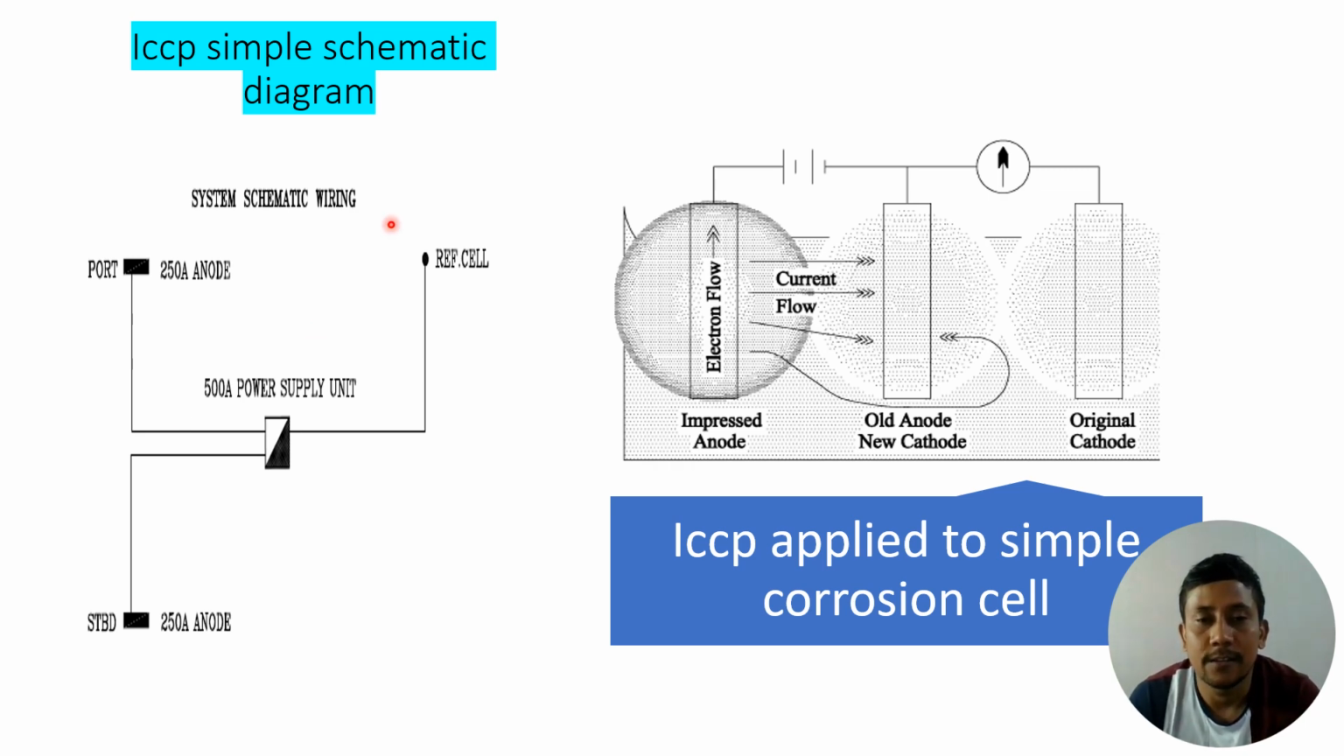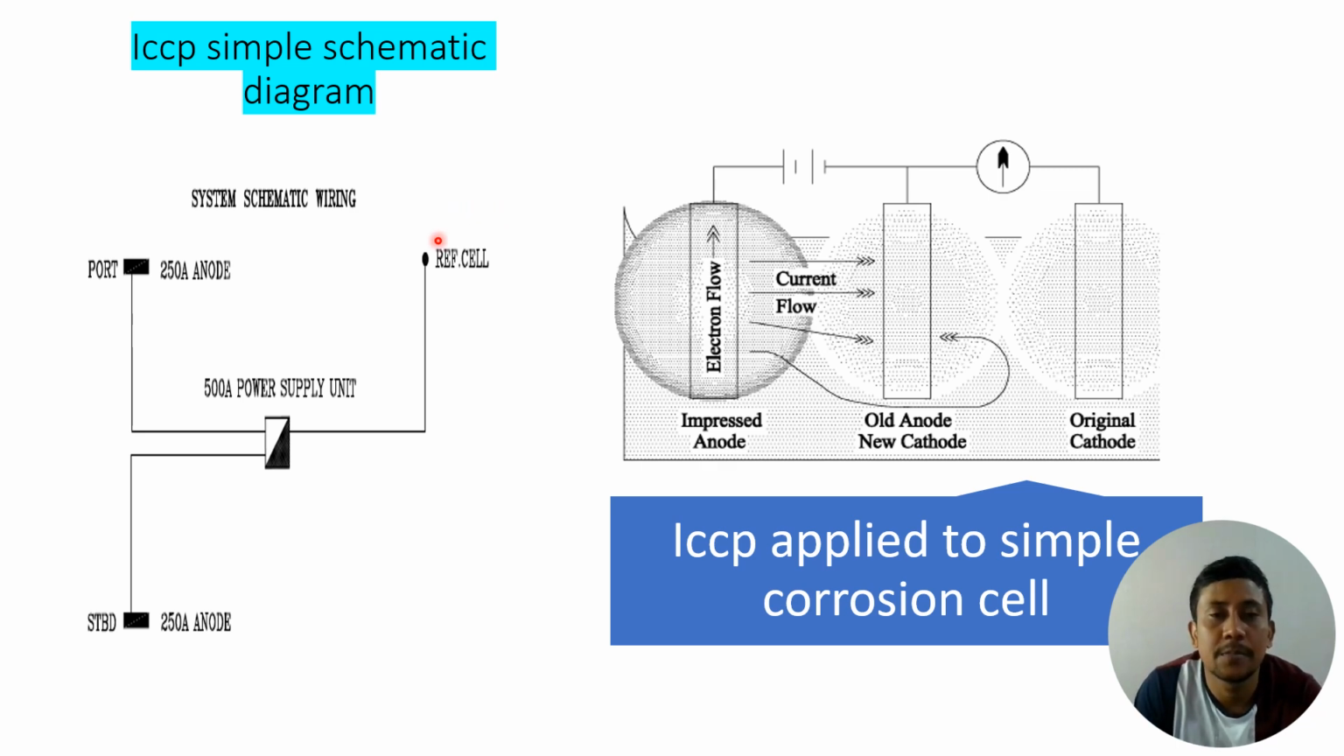So come back to the reference cell. This reference cell is made of zinc. Normally this reference cell measures the potential difference of the hull in response to the electrolyte or seawater, and it measures the potential difference and gives a signal to the power supply unit. How much current do we need to supply to make the hull cathodic or to prevent corrosion? This reference cell gives us that signal, how much current we need to supply.